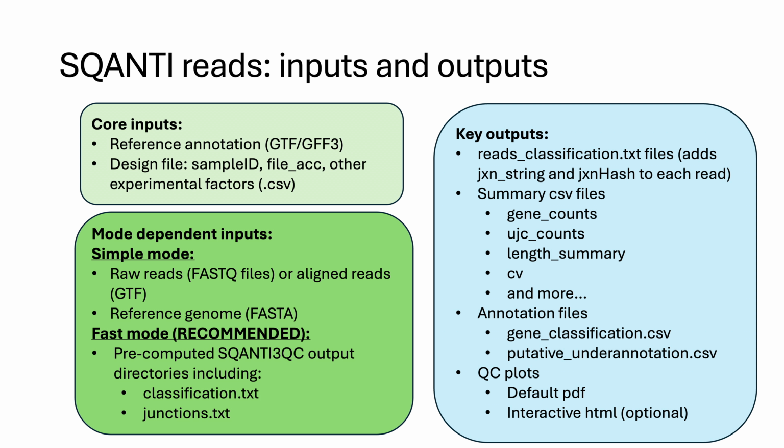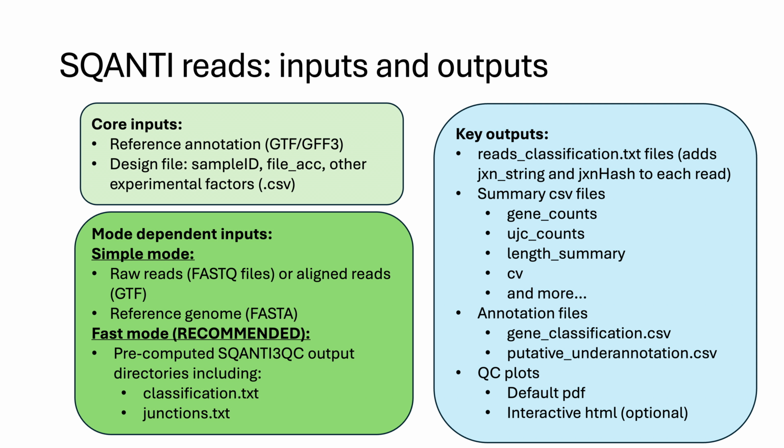We always start with two core inputs, a reference annotation in GTF or GFF3 format, and a design file that lists sample IDs, file accessions, and experimental factors, which I'll go over in more detail later in this tutorial. Then, in simple mode, you provide raw reads as FASTQ files or aligned reads in GTF format, along with the reference genome in FASTA format. In fast mode, which we recommend, you provide pre-computed SQANTI-3 QC output directories, which should include the classification and junction files.